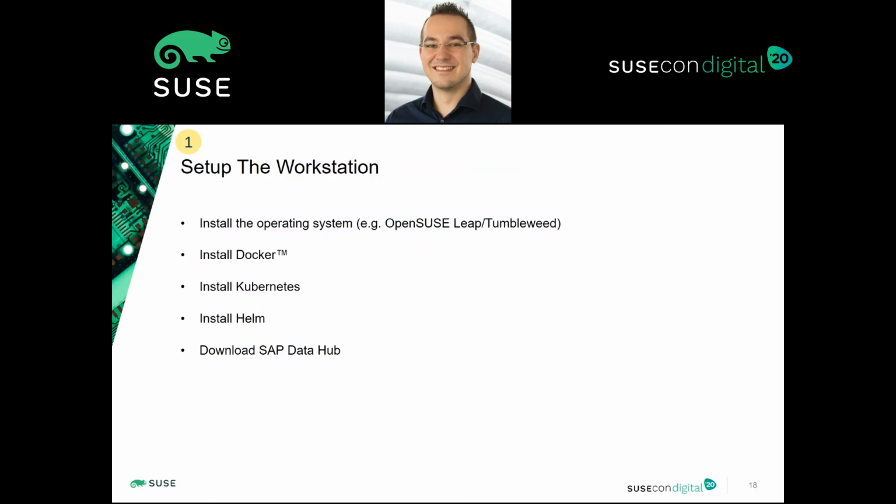So as I said, you will need to install the workstation, and you can use operating systems like openSUSE Leap or Tumbleweed, or Mac or Ubuntu, but we recommend using openSUSE. And you will need to install Docker and Kubernetes, and with Kubernetes I mean the client, so kubectl. And you will need Helm, and then you can download the SAP Data Hub installation tools.